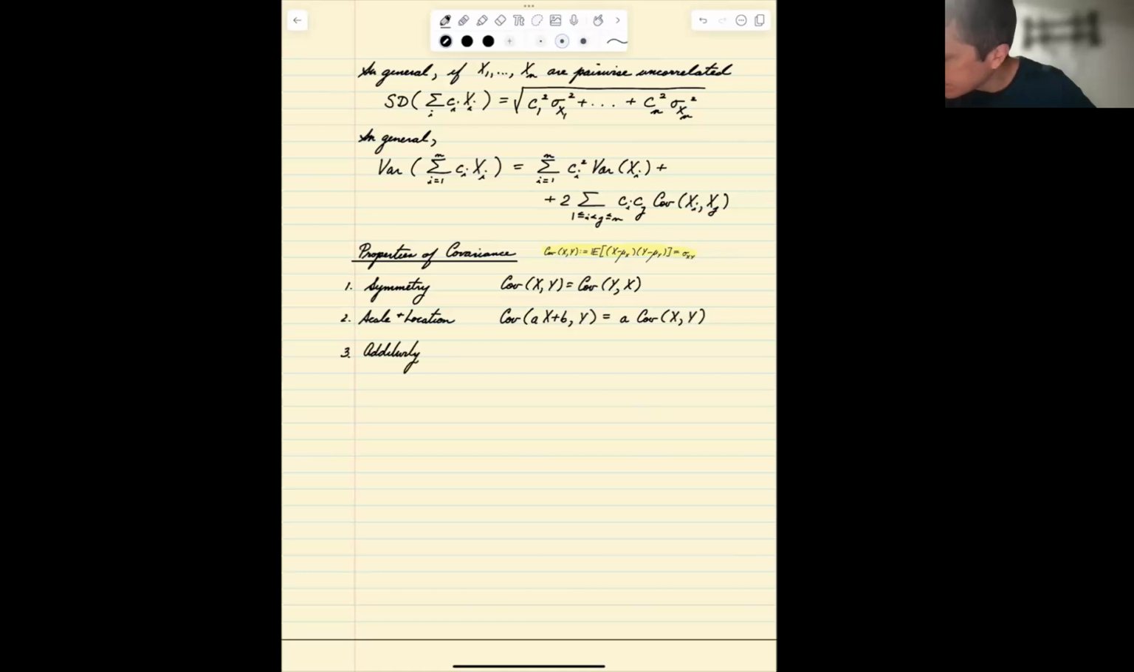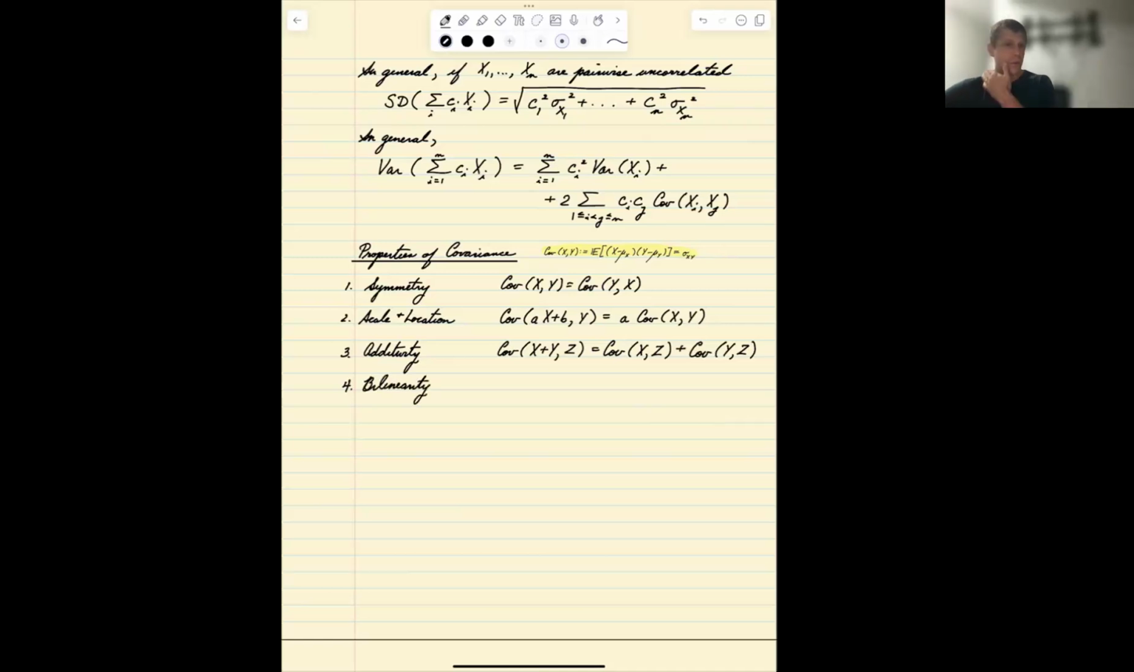First, I have to talk about additivity. If we have two random variables, so if we have the covariance of x plus y with z, it's equal to the covariance of x with z plus the covariance of y with z. And these properties together come together to give us what's called bilinearity.